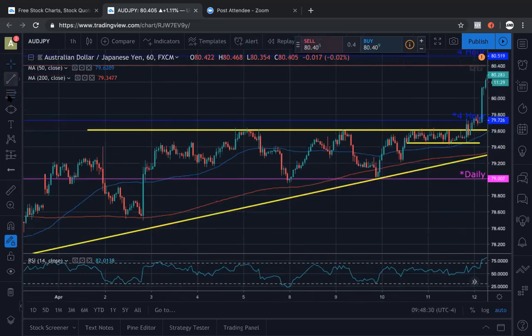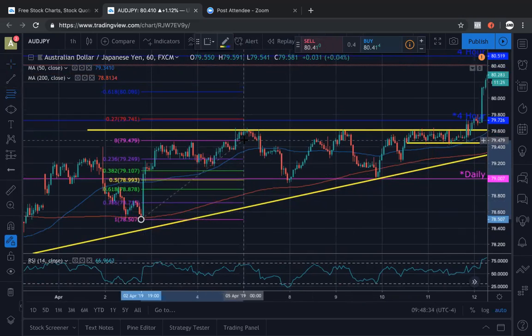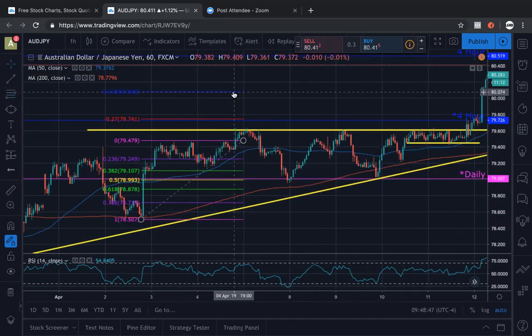Same thing here. Price came, hovered at the 23.6. It couldn't even break past the 38.2, letting us know that the trend is still buy bias. It's still in an uptrend. So when you're looking at this and you're using these Fibonaccis, this will help you.